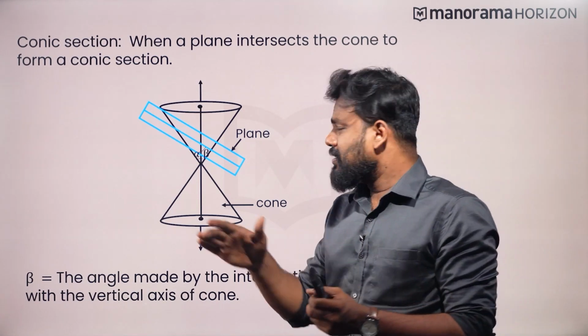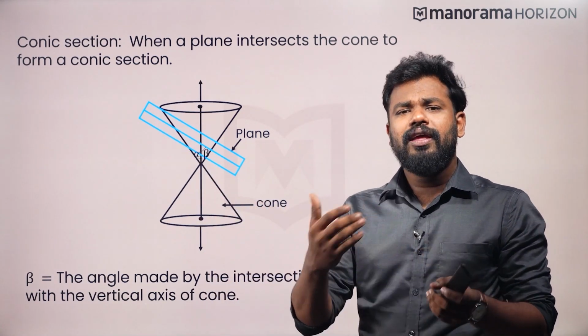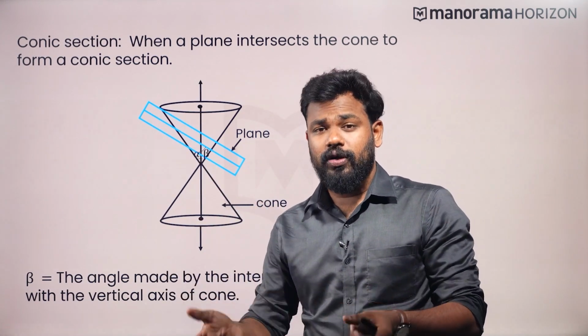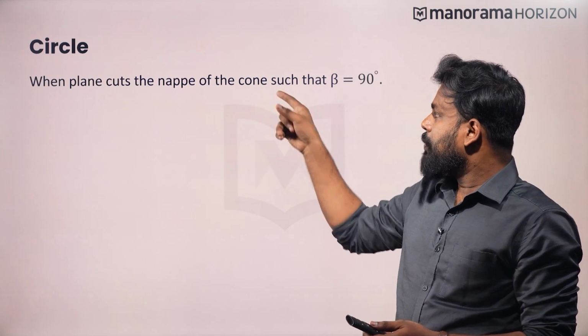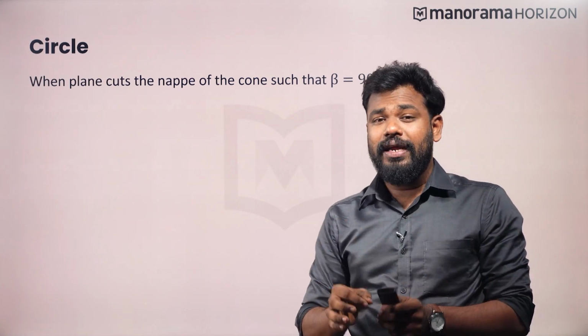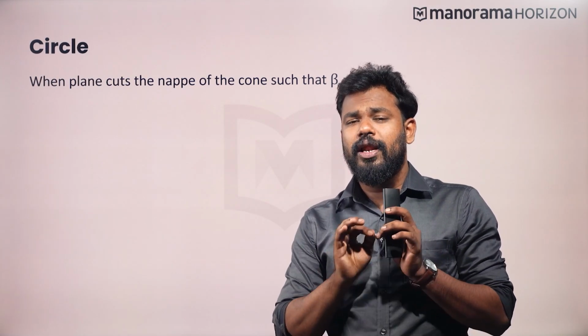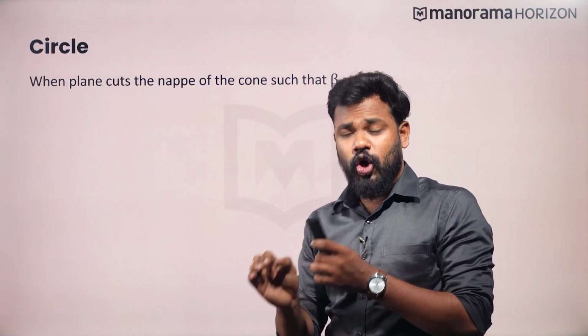So the plane here is now cutting the cone and getting a new shape. And what are those new shapes? The first one that we get here is the circle. When the plane cuts the nappe of the cone such that angle beta is equal to how many degrees? 90 degrees. If the angle beta is 90 degrees, you get a perfect circle from the cone.